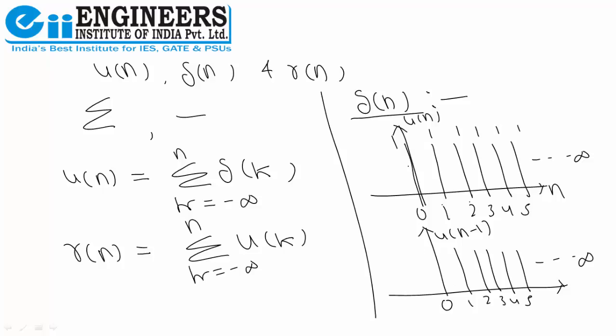So 1 minus 0 answer will be 1, but from 1 to infinity in both the signals there is a 1. So 1 minus 1 answer will be 0. So you can clearly write that delta n is u[n] minus u[n minus 1]. This is your delta n. Okay. Now similarly, if I want to write r[n] in terms of u[n], how to write?